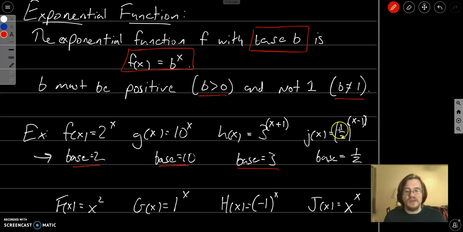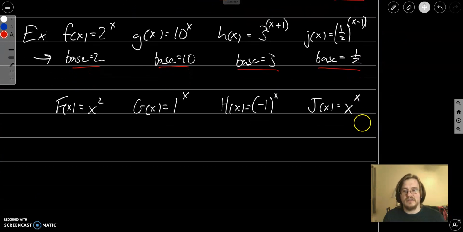And here, again, we have the same thing. Here we have a base of 1/2, whereas the rest of these had bases that were bigger than 1. This is a base that's smaller than 1. And we have 1/2 to the x minus 1 power. So again, it's the same as an exponential function, where we have an x up top. But here we have x minus 1. So it's as if the function has shifted to the right by 1 unit. It's just a horizontal shift.